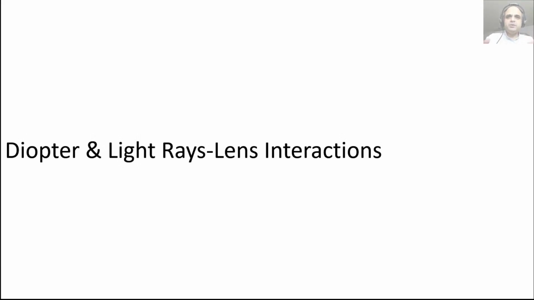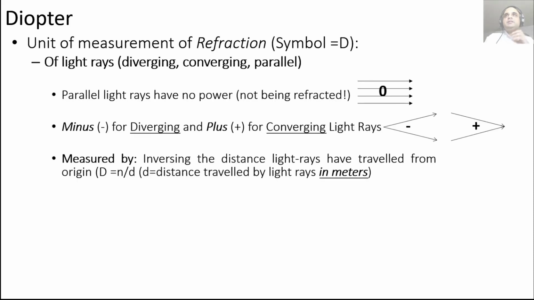We are going to learn how to quantify this convergence and divergence, and we are also going to learn how to calculate light rays and lens interactions, what happens when light rays meet lenses. So a diopter is the unit which quantifies this convergence and divergence. It can be for lenses, and it can also be for light rays. It is symbolized by the capital D.